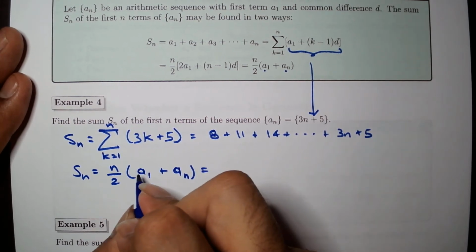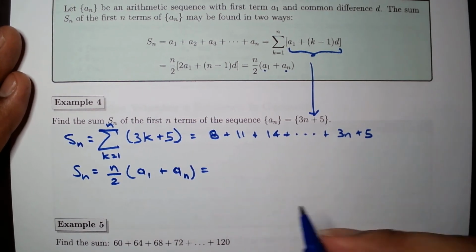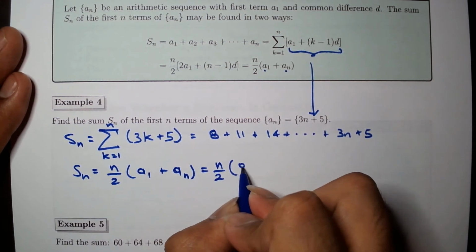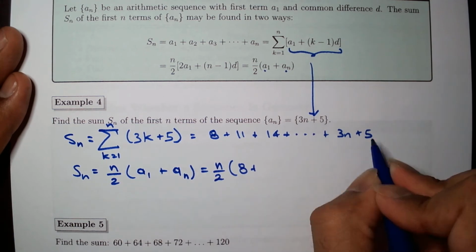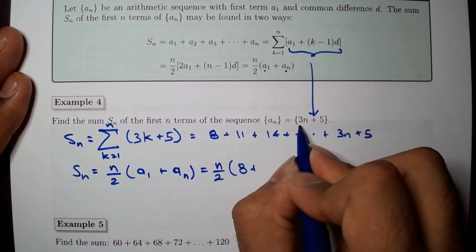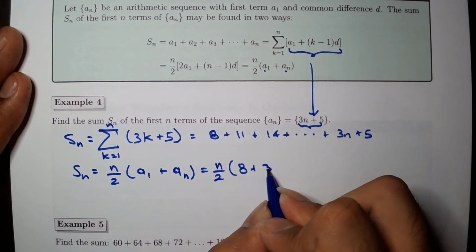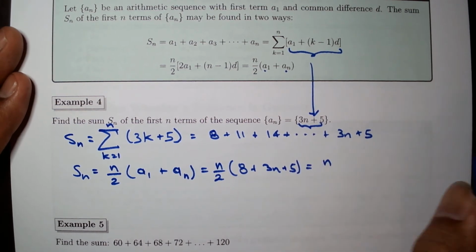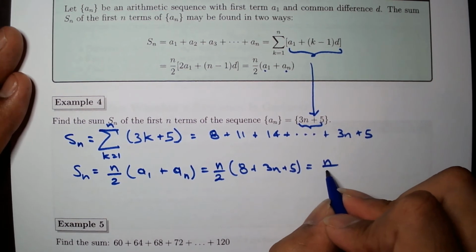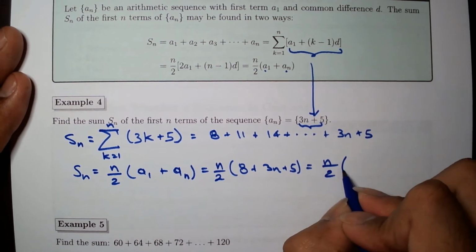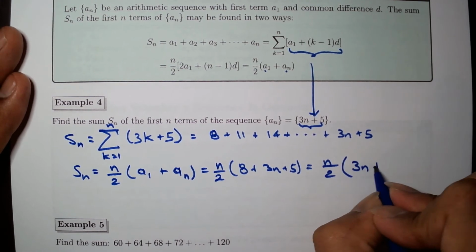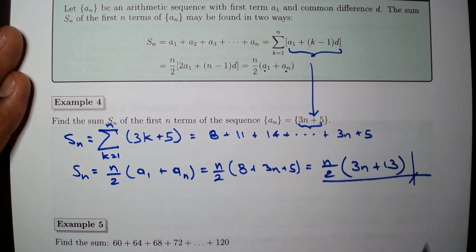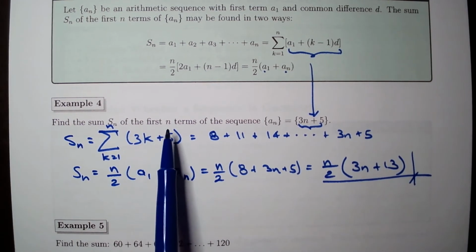But well, what do we know about the first term? The first term is 8, and the nth term is given by, in this case, 3n plus 5. And then combining this together, n over 2 times 3n plus 13. So this is the expression that we would use to find the first n terms.